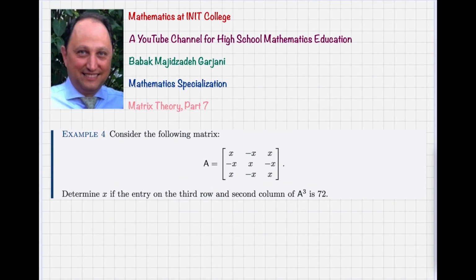So consider the following matrix. Determine x if the entry on the third row and second column of A to the 3 is 72. Whenever you are ready, you can write your answer on the chat window. Thank you.